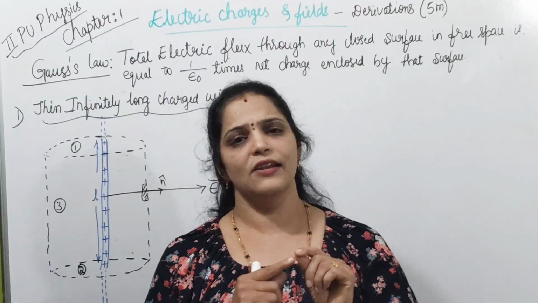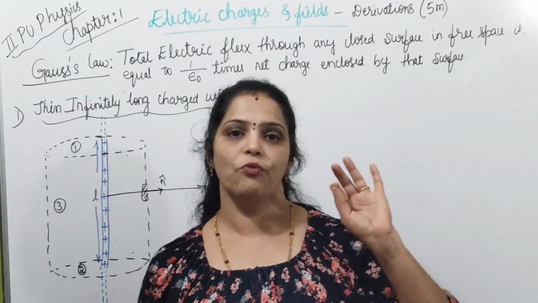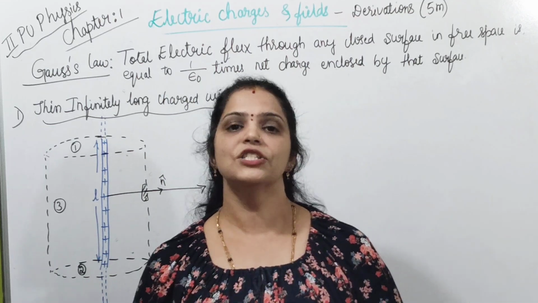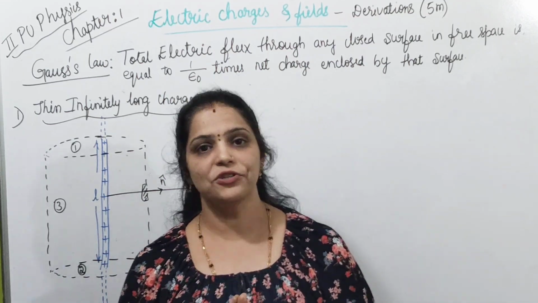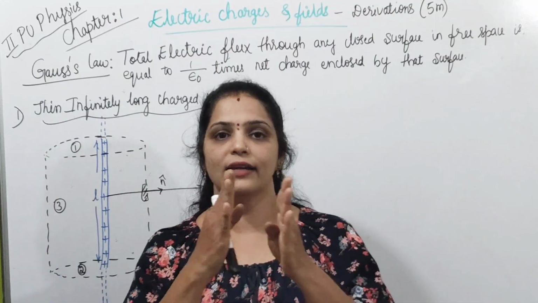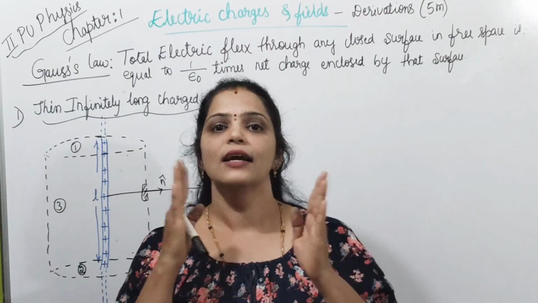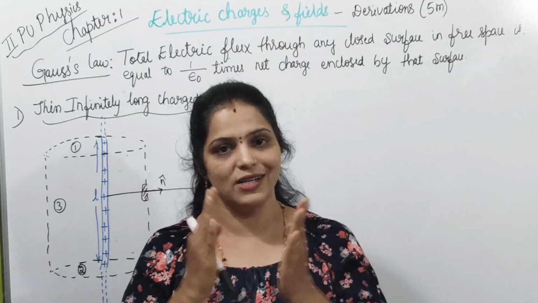So this wire is infinitely long. That is a very large wire which is charged. Charged means either positive or negative. A positively charged wire produces an electric field radially outwards, it always acts away from it. A negatively charged wire produces an electric field radially inward towards it.